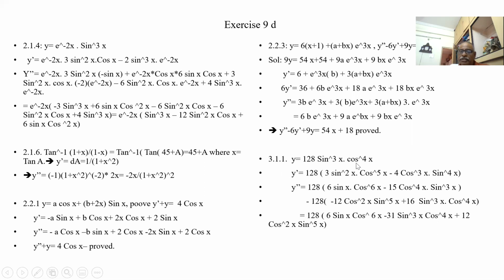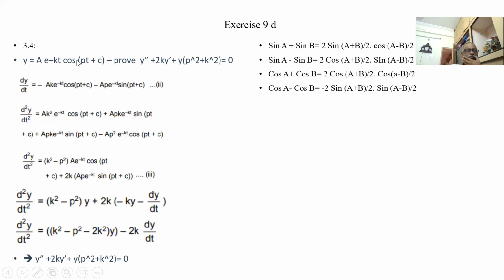Similarly, this y is given. So y', we will keep it separate: 3 sin squared x cos to the power of 5x, minus, because the derivative of cos x is minus sin x, 4 cos cubed x into sin to the power of 4x. Again for y'' we apply the uv formula and get four expansive terms. Okay.